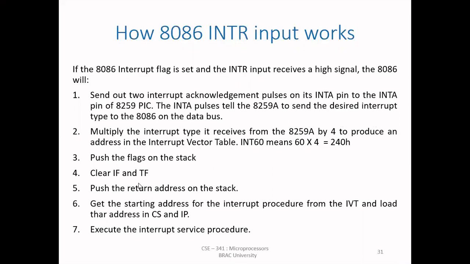Then these steps are the same as above: it will push the flags on the stack, clear the interrupt flag and trap flag, then push the return address on the stack. This is the address of the mainline program where the interrupt has occurred. Then it will get the starting address for the interrupt procedure from the interrupt vector table and load the address in CS and IP, and from CS and IP it will calculate the actual physical address of that interrupt service procedure. Then it will go to that procedure and finally execute the interrupt service procedure.